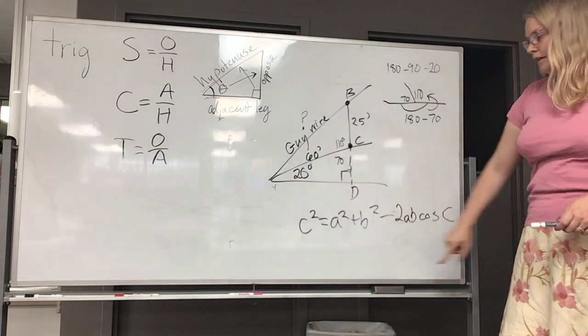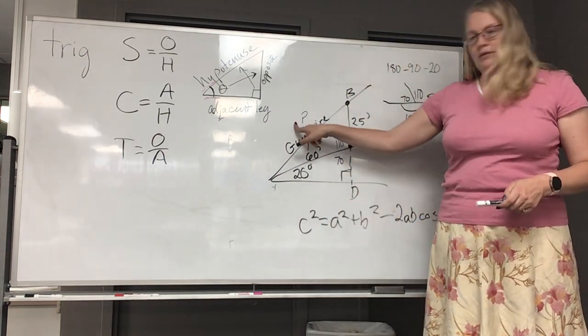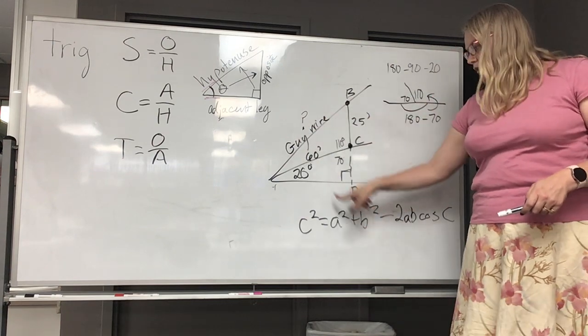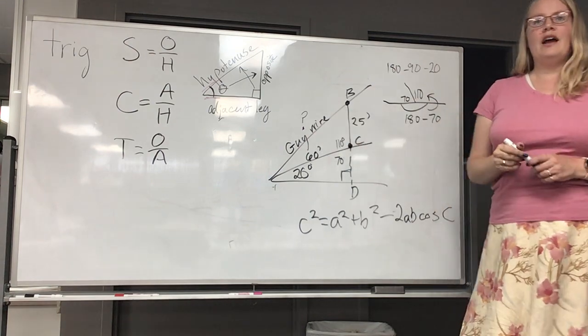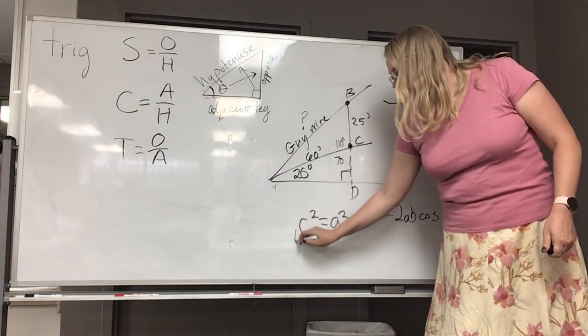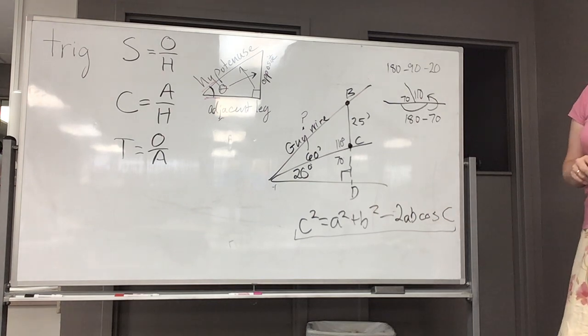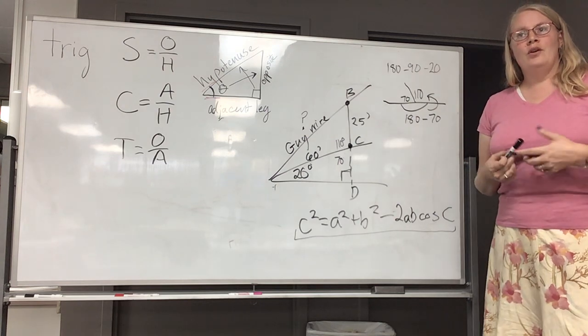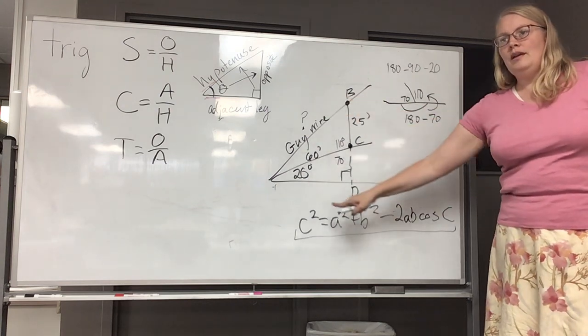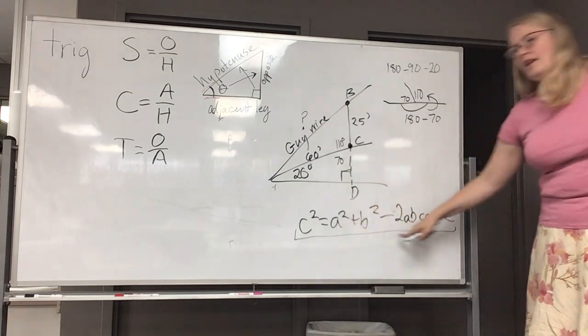But this formula says if we're looking for a side, we need to know the other two sides, and we need to know the angle across from the side we're looking for. And so this is the formula we can use. And notice it says, which of the following expressions represent the length in feet? It's an expression. They're not looking for an answer. All we have to do is plug this information into this equation.